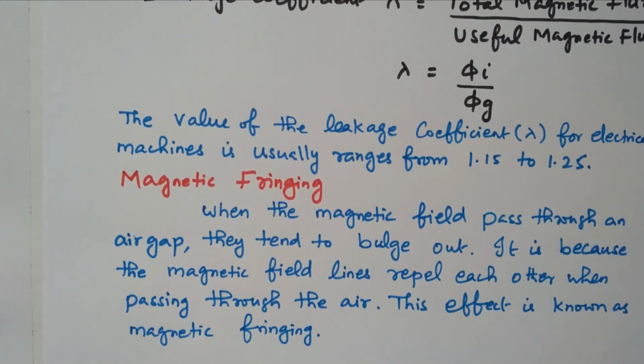So, from that we are able to identify what is magnetic fringing. We discussed the total flux, useful flux, leakage flux. So, we will see what is the fringing. When the magnetic field passes through an air gap, they tend to bulge out. Bulged out means it is not following the desired path, it will deviate. So we clearly see in the diagram. This is because the magnetic field lines repel each other when they pass through the air. So some parts are deviated, bulged. So this effect is known as the magnetic fringing.